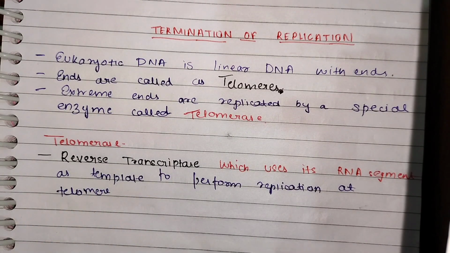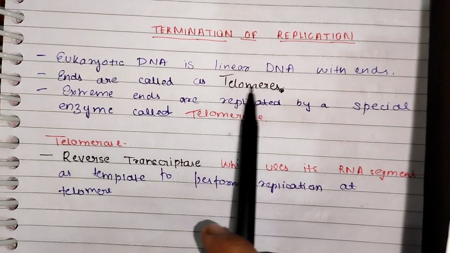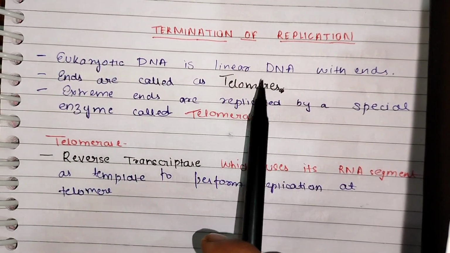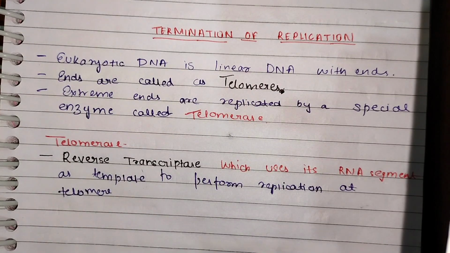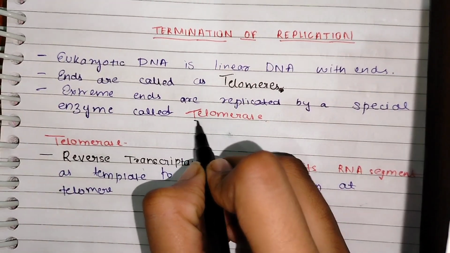Now in eukaryotes, the termination of replication occurs at the ends. There are special ends which are called telomeres. And here the termination of the replication will occur. And there are special enzymes. What are these enzymes? Special enzymes, telomerases.